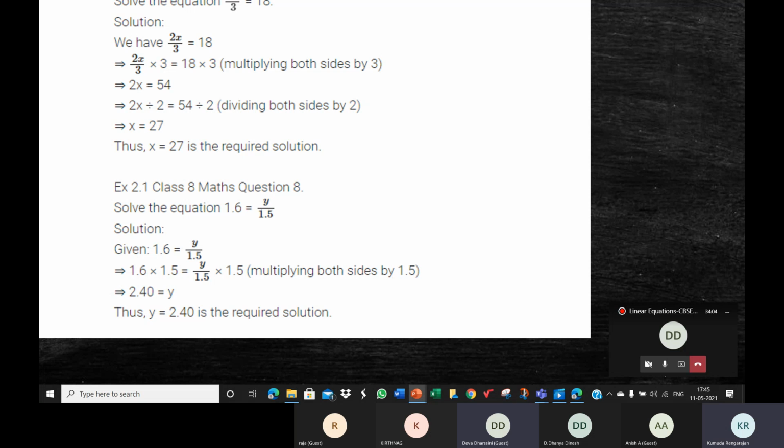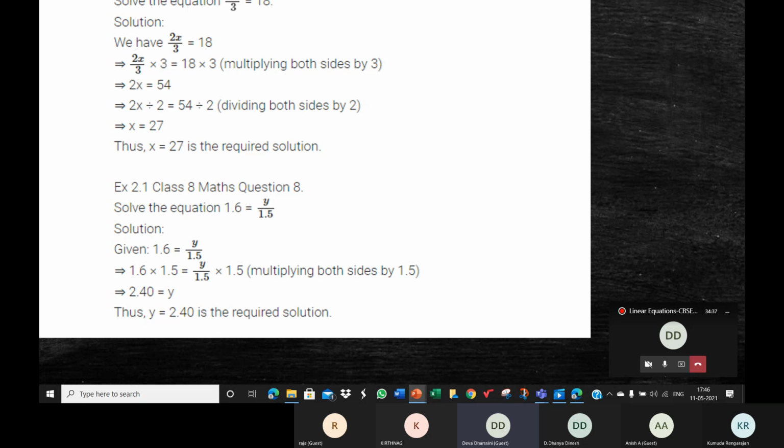What's the opposite effect of division? It's multiplication, ma'am. So what should you do? Ma'am, we have to multiply by 1.5. Since 1.5 is present in division form, the opposite of division is multiplication. So we have to multiply both sides by 1.5. So 1.6 into 1.5 equal to y by 1.5 into 1.5.